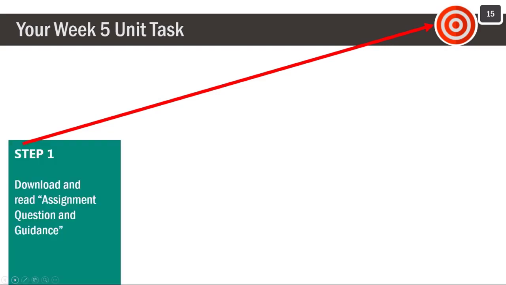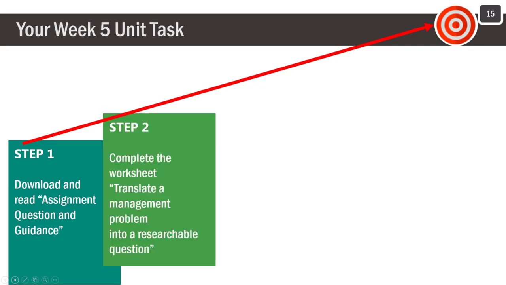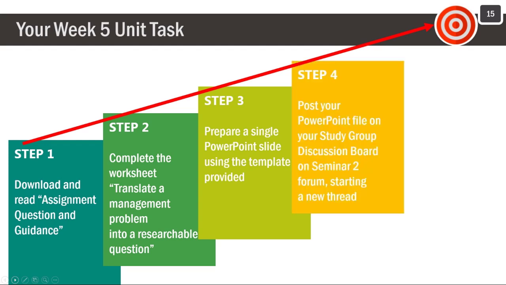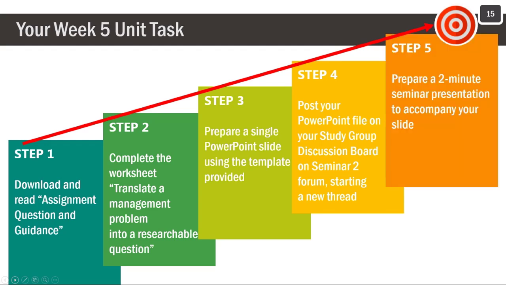First, download and read assignment question and guidance document. Second, complete the worksheet that is called Translate a Management Problem into a Researchable Question. This worksheet will guide you through the process of turning your problem into a question. Next, prepare a single PowerPoint slide using the template provided to you in the unit task. Then post your PowerPoint file on Seminar 2 discussion forum, starting a new thread. And finally prepare and then present a 2-minute seminar presentation to accompany your slide.